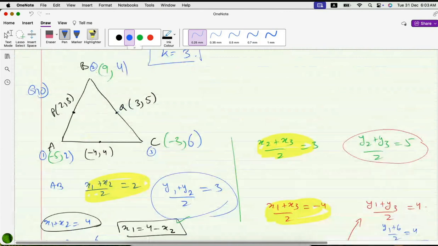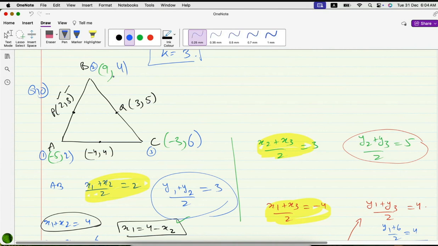Now just quickly, let's check if we get the same answers. I'm checking for the AB midpoint. 9 minus 5 is 4. 4 by 2 is 2. 4 plus 2 is 6. 6 by 2 is 3.